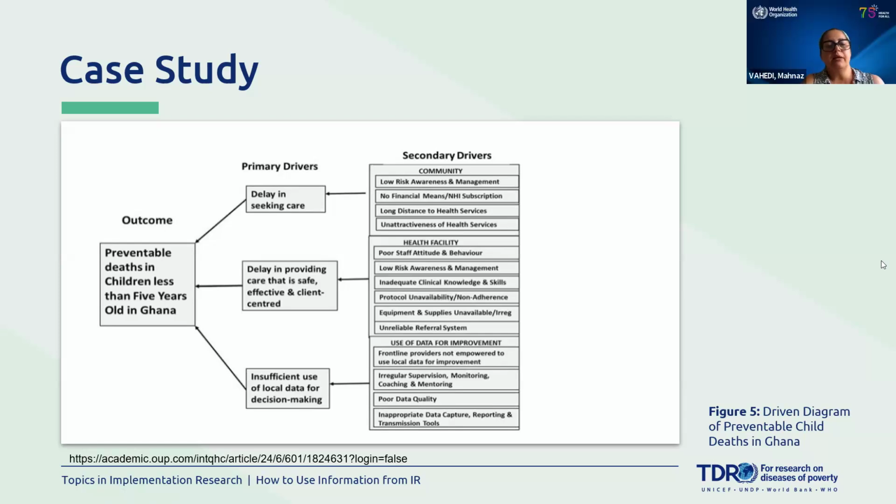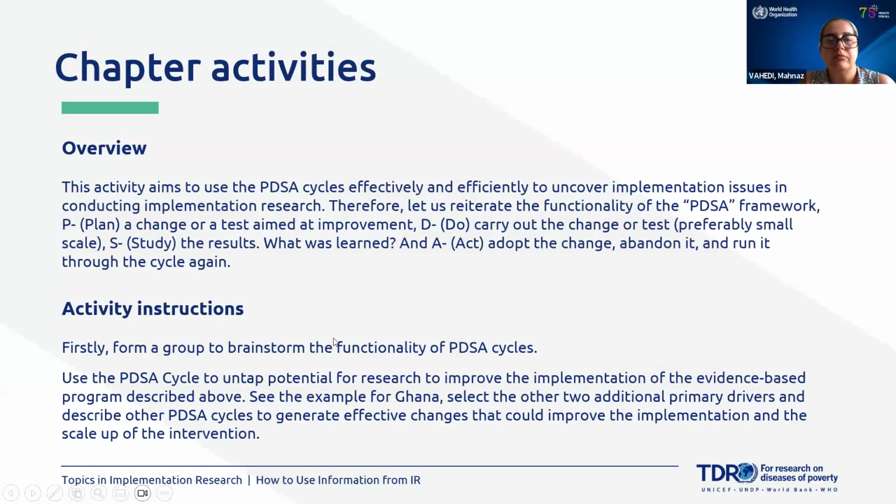Well, I can take the insufficient use of local data for decision making. For example, poor data quality means that they have to train people to collect data routinely and to be able to collect quality data. Yes, very good. So you're addressing the poor data quality. You have to do the training, isn't it?